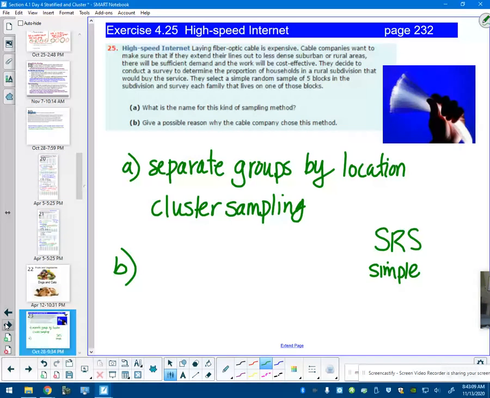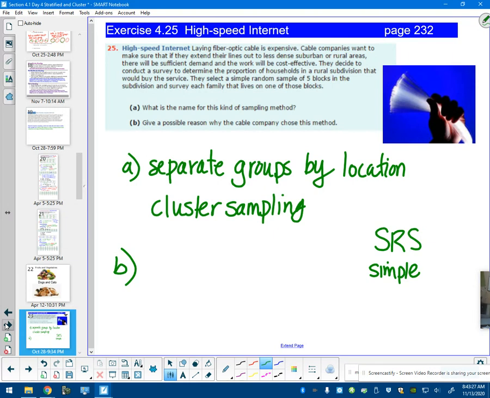Yeah, so this is perfect for this kind of thing because they don't want to put fiber optic cable just randomly to this neighborhood and a couple people in that neighborhood and a couple people here. They'd rather spend the money and do one whole neighborhood where most of the people are going to purchase.